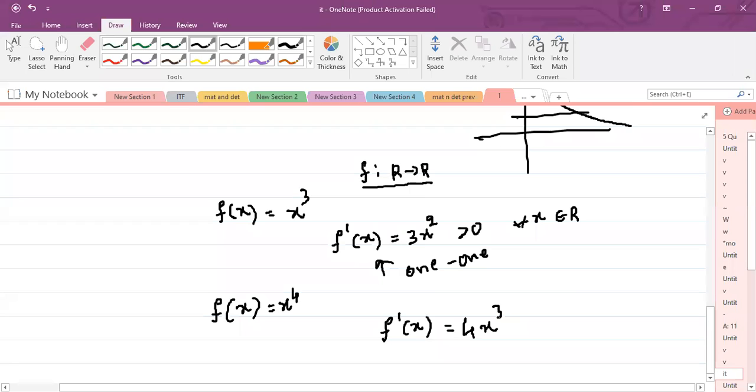4x cube. Therefore, it is not one-one because it depends on x. If x is positive, 4x cube is positive. If x is negative, 4x cube is negative. But if it is 3x square, whatever may be the x value, positive or negative, no problem. It is always greater than 0.